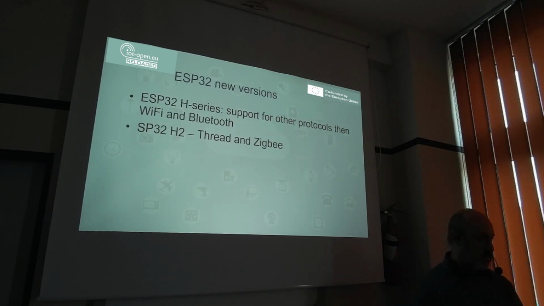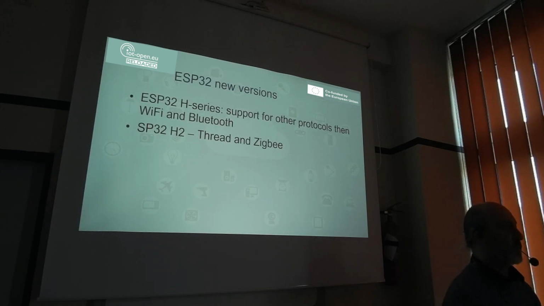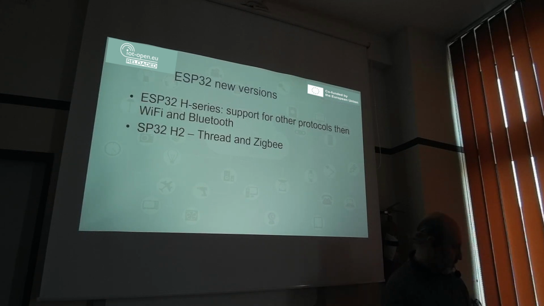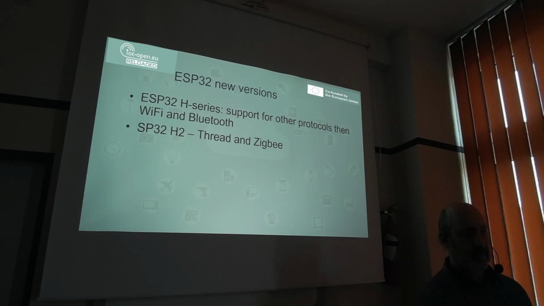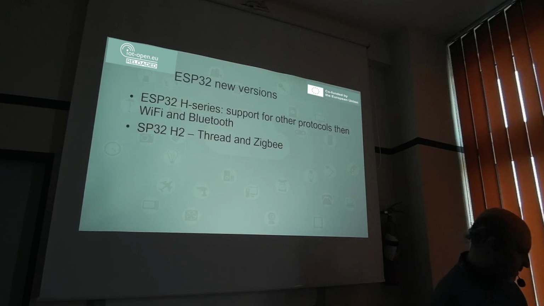supports protocols other than Wi-Fi and Bluetooth. So it can support, for example, Matter, and it can support, for example, Zigbee. So quite interesting chips. The H2 has Thread and Zigbee, in addition to Wi-Fi and Bluetooth, of course. So it was just a subset of all the elements that you can find on the market. I have chosen some popular and some interesting ones.